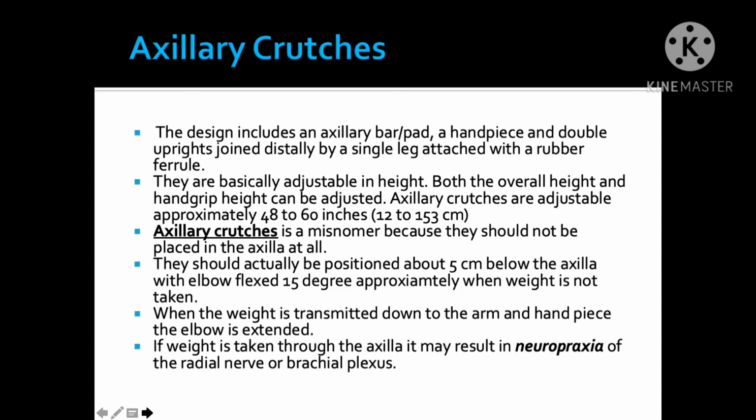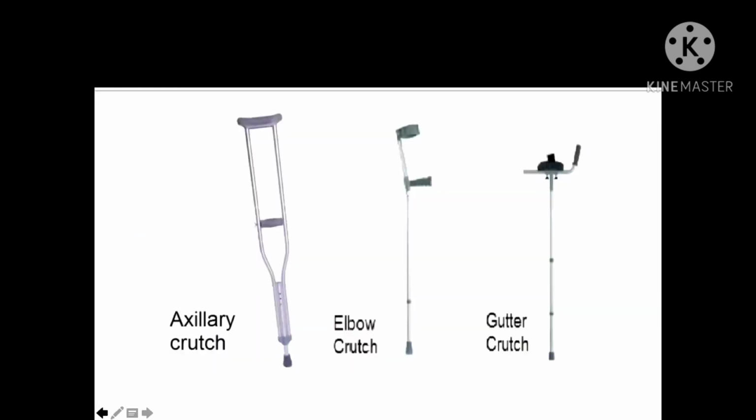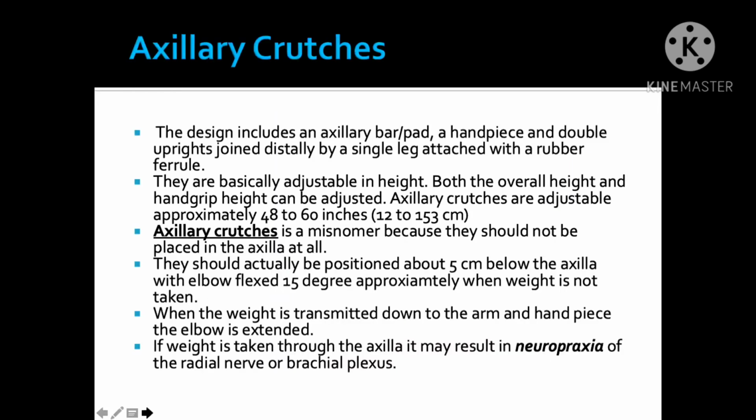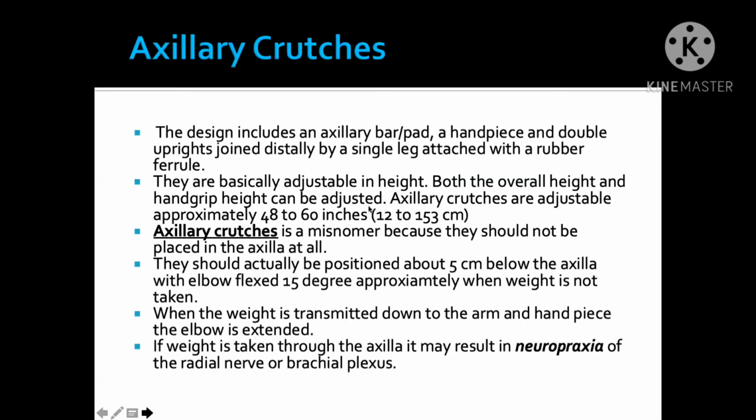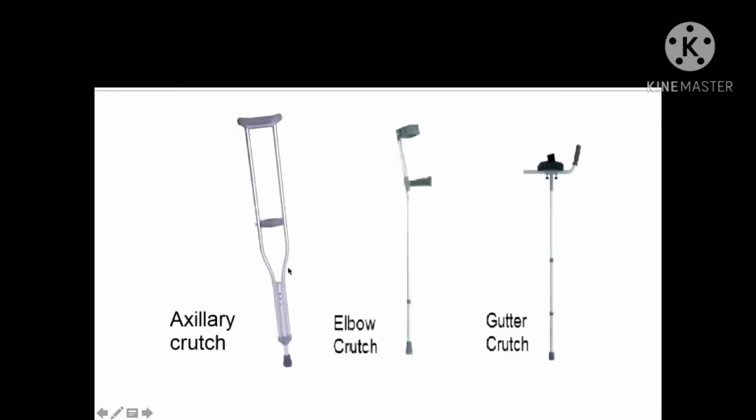So moving on to axillary crutches, the design includes an axillary bar pad, a hand piece, double uprights joined distally by a single leg attached with a rubber ferrule. Okay, so we'll go back to this. So this is your axillary bar or pad. This is the hand piece. These are the uprights. And this is the rubber ferrule.